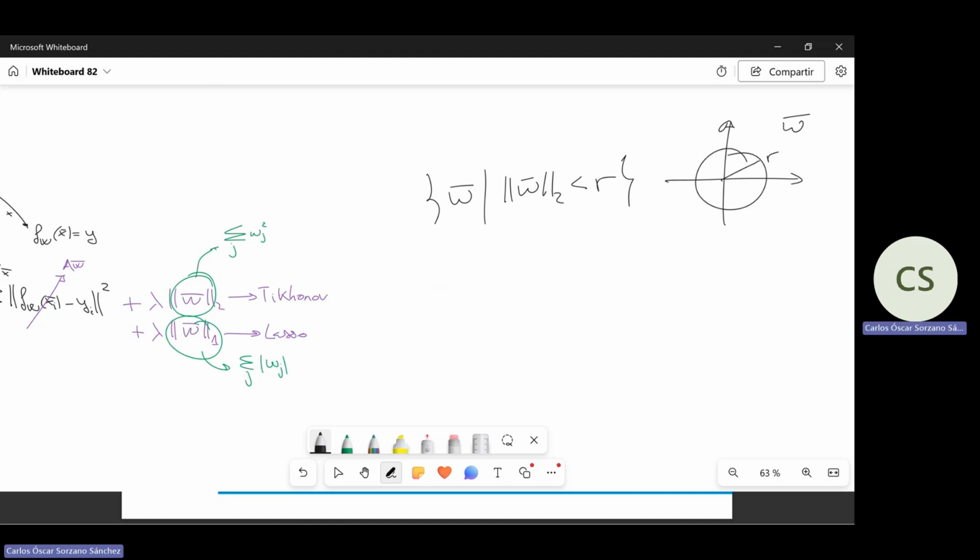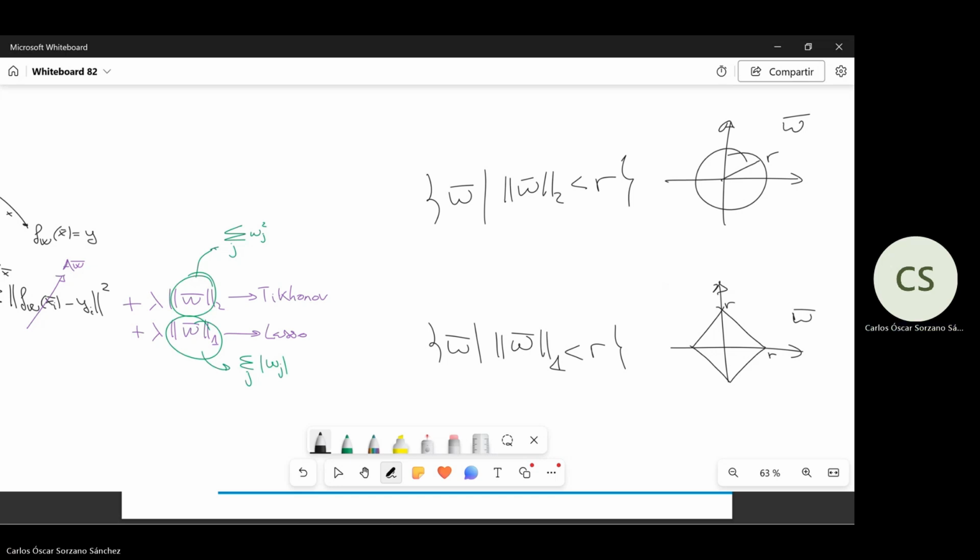Okay, now let's think of this one. So let's think of what is the shape of the region such that the L1 norm of those weights is smaller than R. And it is this one. This is R, this is W, and this is R. So they look differently. And the effect on regression is this one.